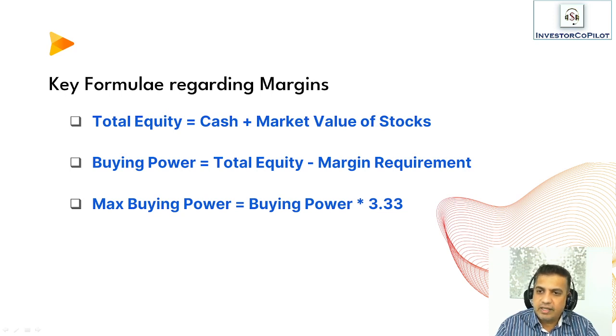Your buying power, as we looked at, is equal to your total equity minus your margin requirement. Your margin requirement is known to the brokerage. It will be dynamically calculated, and your buying power will be adjusted as you trade, because your MR will be subtracted from your total equity all the time. So this is a dynamic process. Max buying power, as we discussed, is equal to buying power multiplied by 3.33. So these are important formulae. Please remember these.